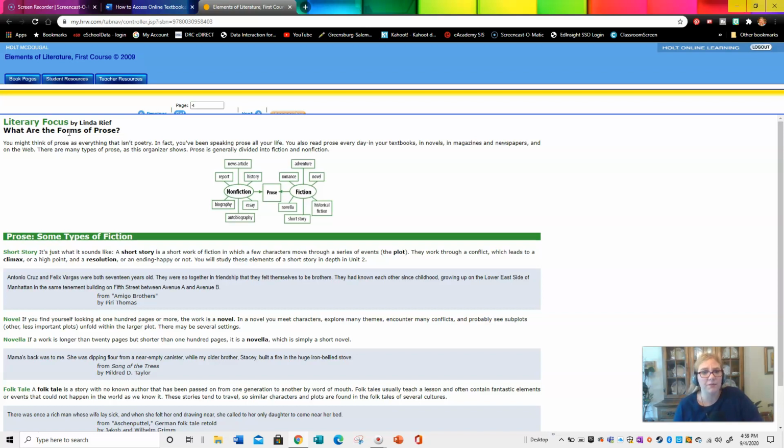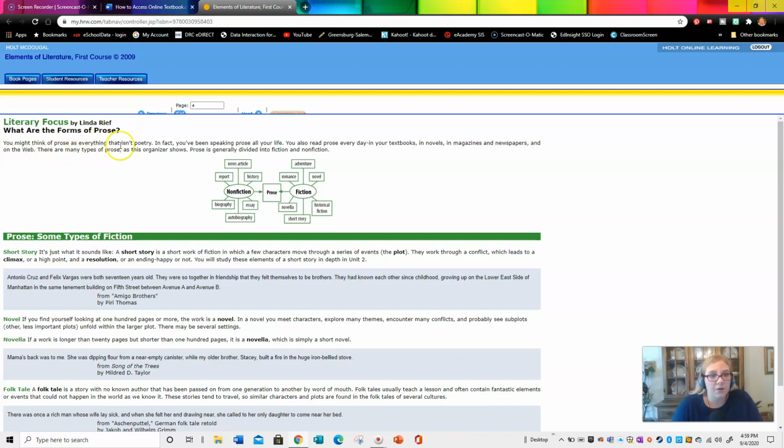Now, some of this may be review and some of it may be new, so we do have an activity sheet that will help us go through all this information and sort it out so we can remember it a little bit better, because knowing what type of prose we're reading should help increase our comprehension, because then we know what to expect. So what are the forms of prose?